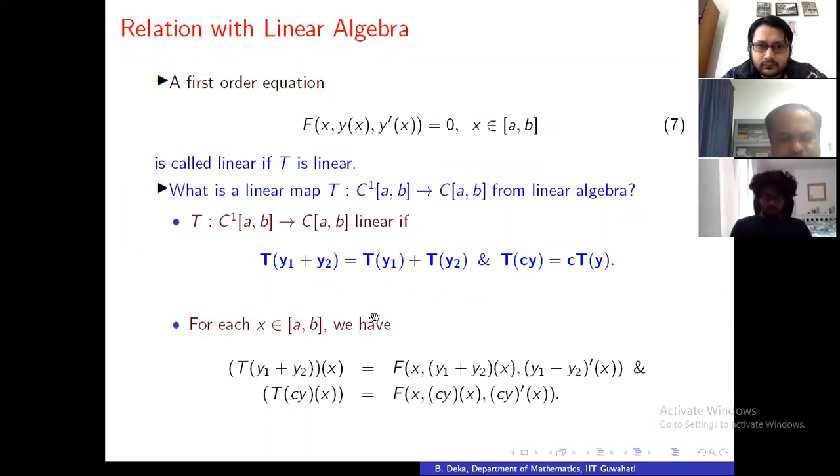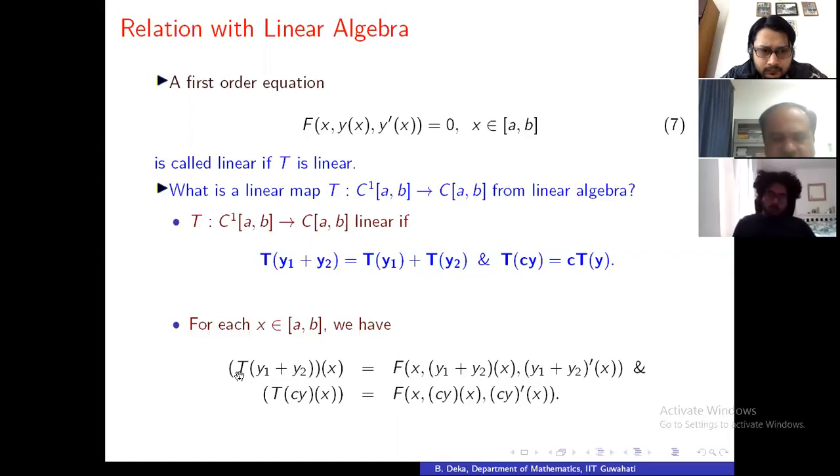Now if you relate this definition with our differential equation, then for all x in the interval, T(y1 + y2)(x), by definition, is f(x, (y1 + y2)(x), (y1 + y2)'(x)). This is from the definition of the operator T. Similarly, T(cy)(x) is equal to f(x, cy(x), cy'(x)). These two come purely from the definition of the operator T.